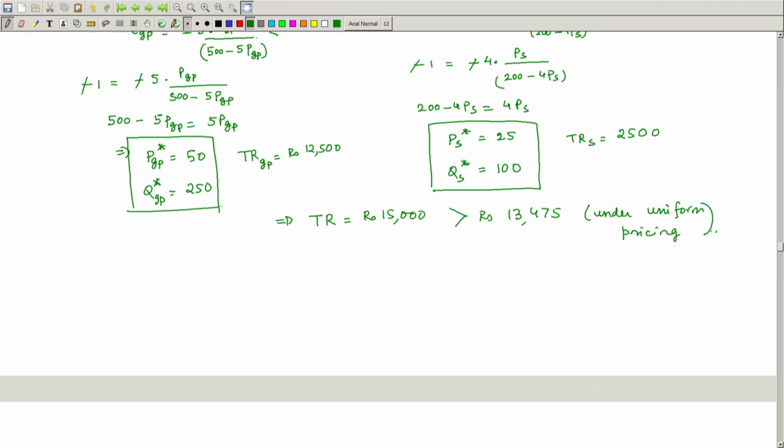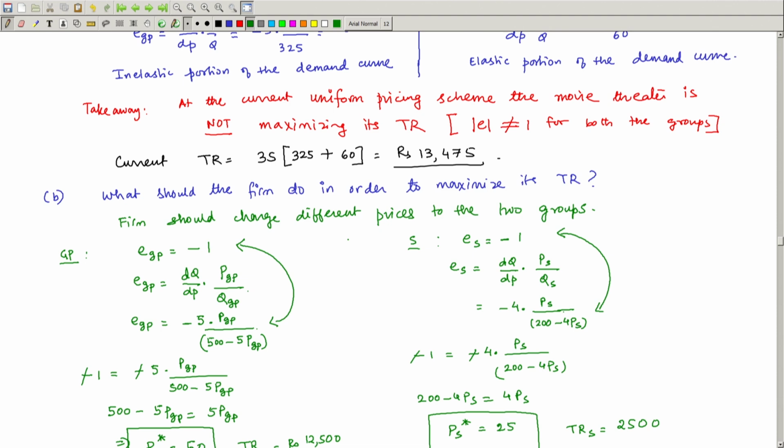Right. So, notice that by charging different prices to different groups, the movie theatre is able to increase its revenue. Well, charging different prices to different groups has a particular name. It is called price discrimination. Right. So, this is a strategy adopted by firms to charge different prices to different groups of individuals, right, and many firms do that, right.